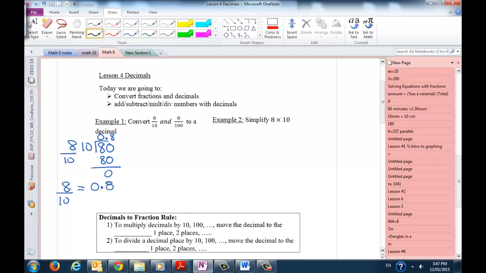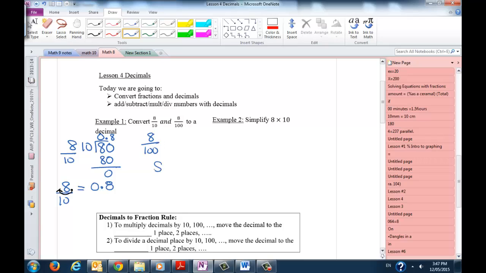Now, really, not that we put it in, but there is a decimal here. And so what we can notice is that when we divide by 10, the decimal has been moved over one position to the left. Let's look at what happens when we do 8 divided by 100.